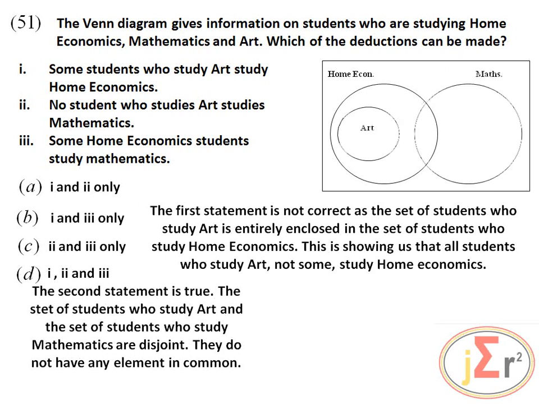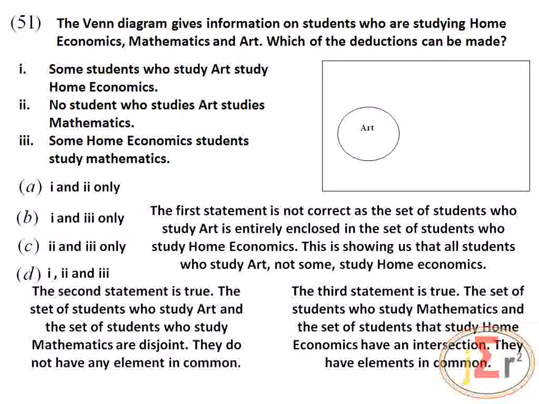What about the final one? Some home economics students study mathematics. The third statement is true. The set of students who study mathematics and the set of students who study home economics have an intersection. They have elements in common. That tells us that they share elements. So some of those who study home economics study mathematics, not all, because none of the set is enclosed in the other. So we know that it is some, not all.